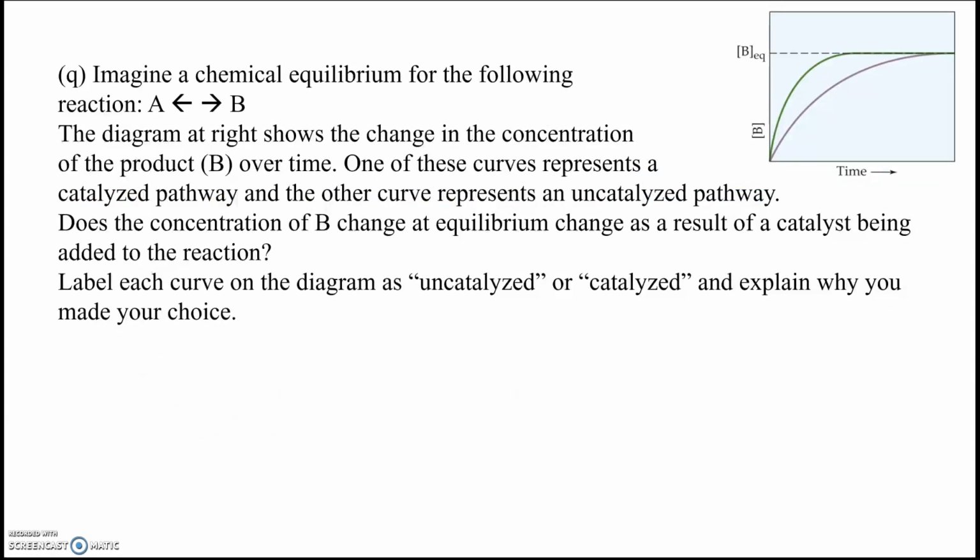So now we're going to imagine a chemical system for the following reaction. A goes to B, and we're given a little graph here, which shows the concentration of the product B over time. One of these curves represents a catalyzed pathway, and the other an uncatalyzed pathway. And the question is, does the concentration of B change at equilibrium as a result of a catalyst being added? And then we need to label the diagram.